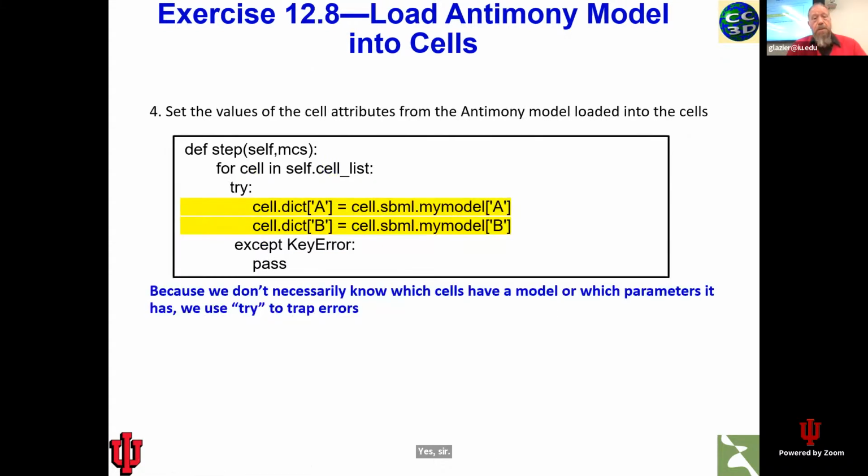And then the last thing that you need to do is in the step function, you have to copy the value of A and B from the SBML dictionary to the cell dictionary. And here we're using a Python function. And this, if you've loaded this into every cell, you're not going to have an issue. But if you have loaded the SBML model only into some cells, then cell.sbml.myModel A won't be there.